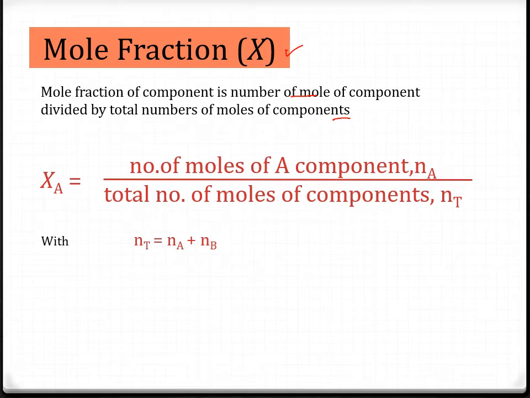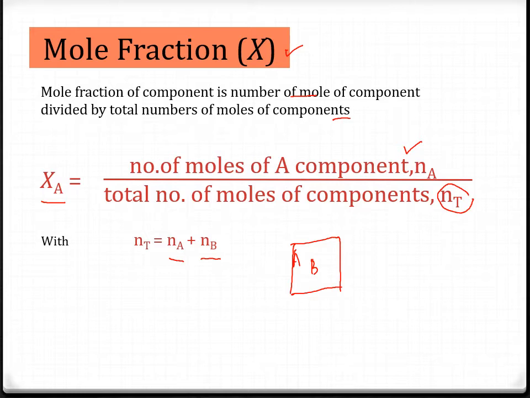So let's say now we have a closed system with component A and component B. The mole fraction of A is equal to the number of moles of A divided by the total number of moles of components, which is N total. So N total is equal to the number of moles of A plus the number of moles of B.